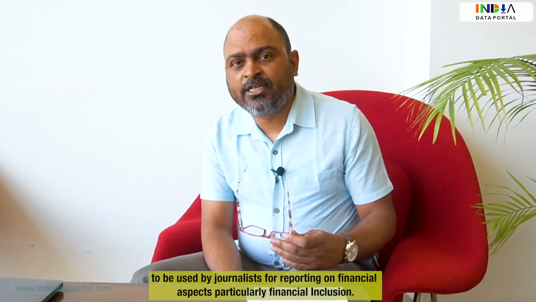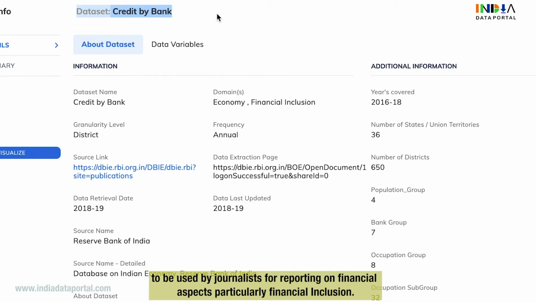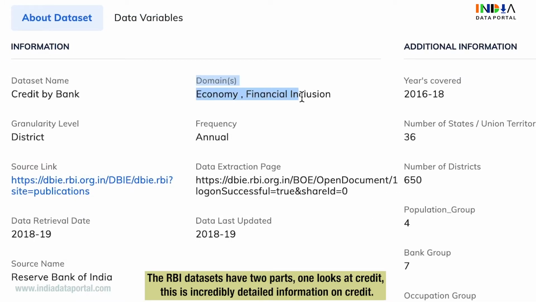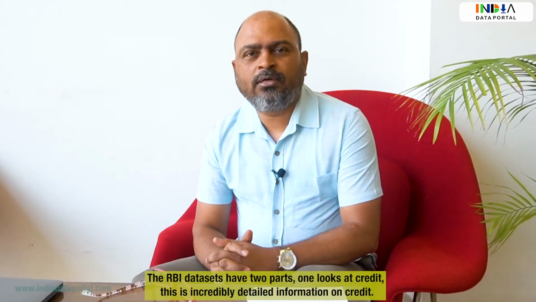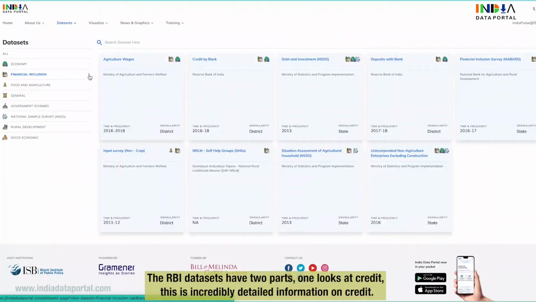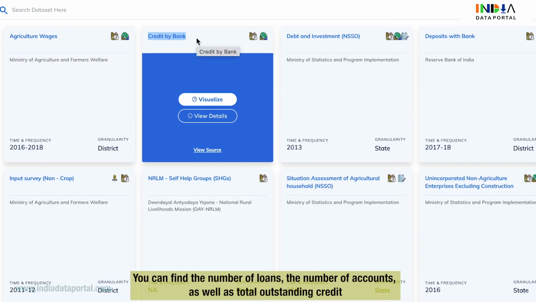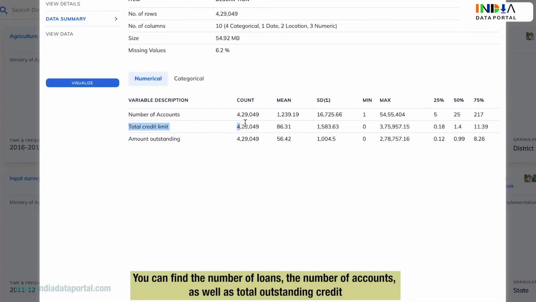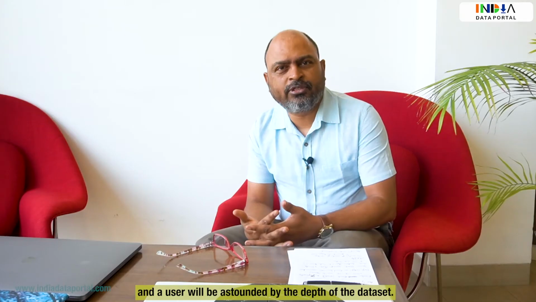to be used by journalists for reporting on financial aspects, particularly financial inclusion. The RBI data sets have two parts. One looks at credit. This is incredibly detailed information on credit. You can find the number of loans, the number of accounts, as well as total outstanding credit. And a user will be astounded by the depth of the data set.